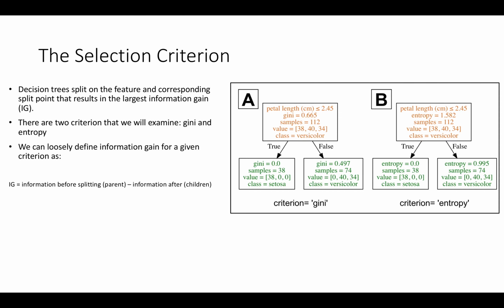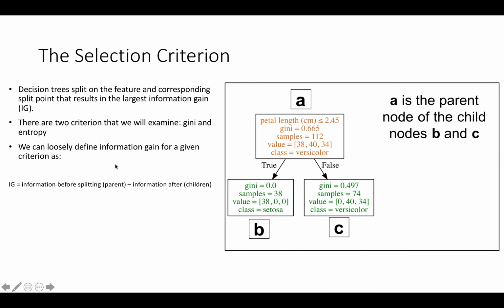As far as how decision trees decide to split on which feature and which split point, they split on the feature and split point that results in the largest information gain. There are 2 criterion that we'll examine, Gini and entropy. We can loosely define information gain for a given criterion as information before splitting of the parent node minus information after splitting, in other words, the children nodes. And in this image here, A is the parent node of the child nodes B and C.